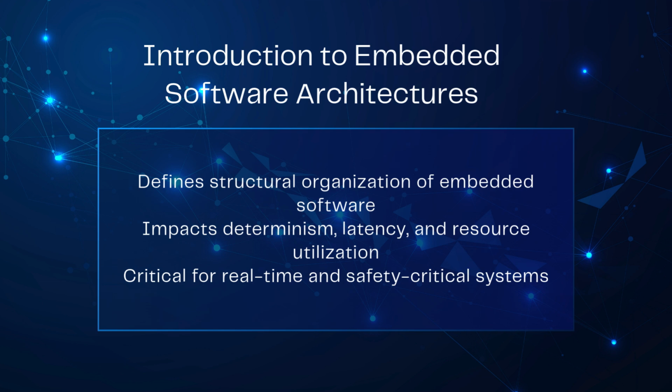Embedded software architecture refers to the structural organization of software components. In embedded systems, it directly affects three critical factors: determinism, latency, and resource utilization. In real-time, safety-critical systems like autonomous vehicles or medical devices, poor architectural design can lead to system failure. Therefore, choosing the correct architecture is not just a design choice but a system-level engineering decision.